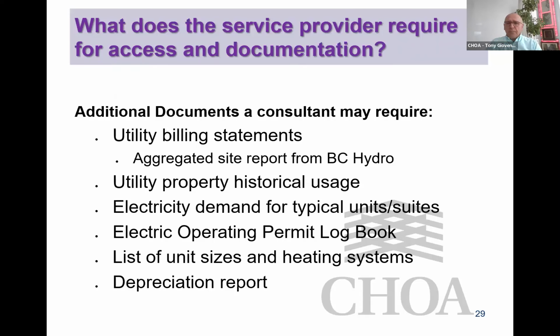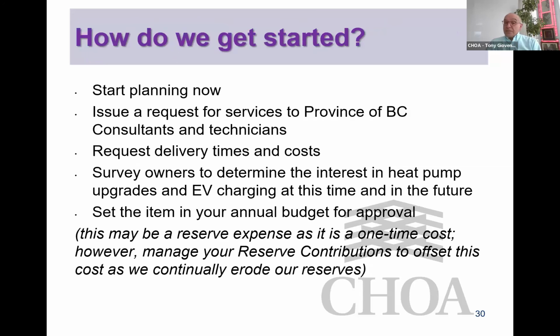We talked about billing statements from BC Hydro, but there are other things. There is an electrical operating permit. Everybody has one. Where's your logbook? I bet most people couldn't find it if they have one. I know we could not for our building. So it's a little bit of a checklist to figure out how we're dealing with that. But also lists of unit sizes and heating systems. Those things are incredibly valuable to get going. So we get started.